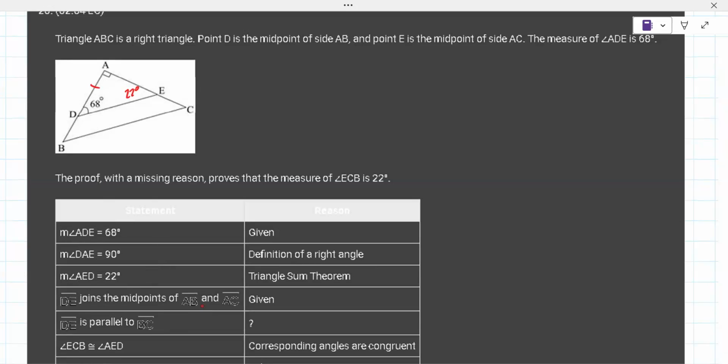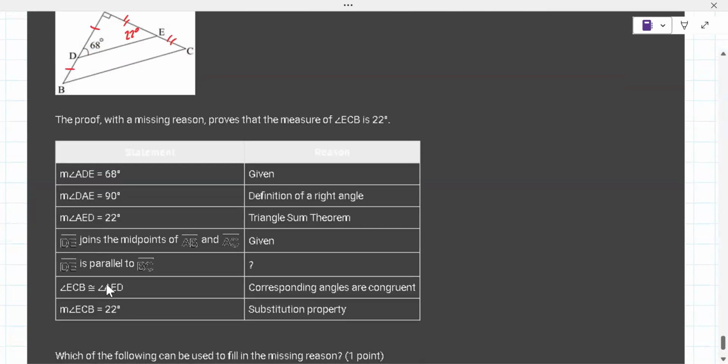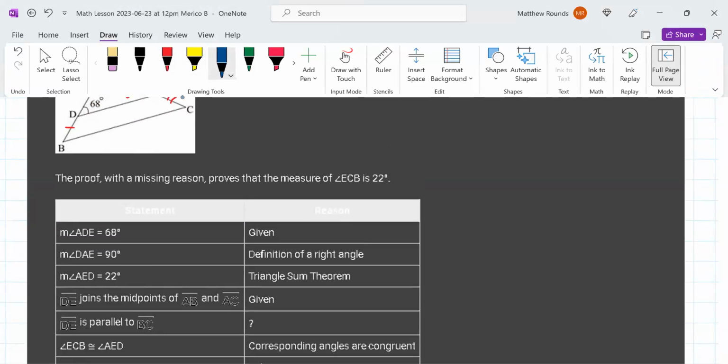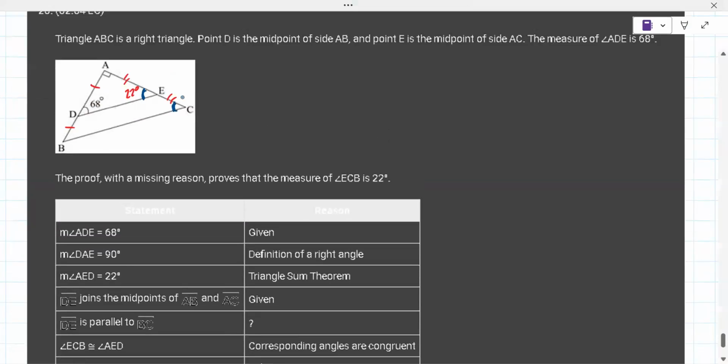They're saying DE joins the midpoints of AB and AC. So what that means is that this is congruent to this, and this up here is congruent to this up here. DE is parallel to BC. Angle ECB is congruent to angle AED. So what they're saying is that this angle down here is congruent to this angle down here. And that's because the lines are parallel.